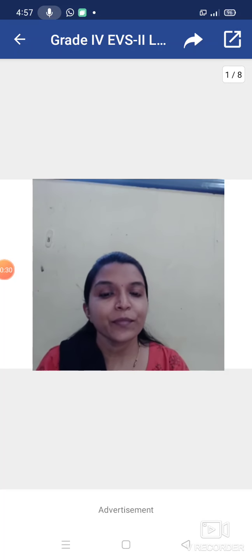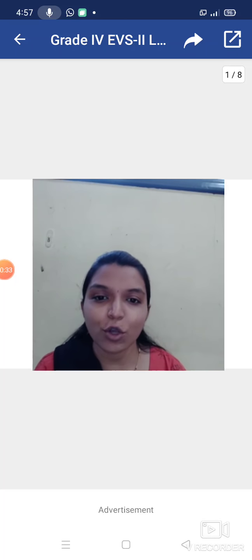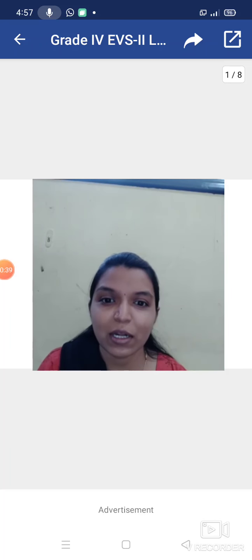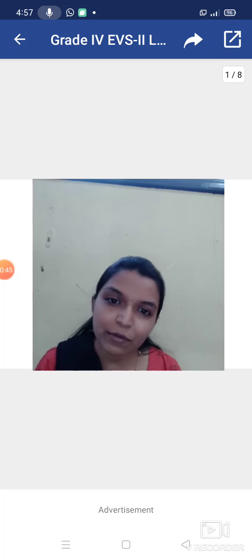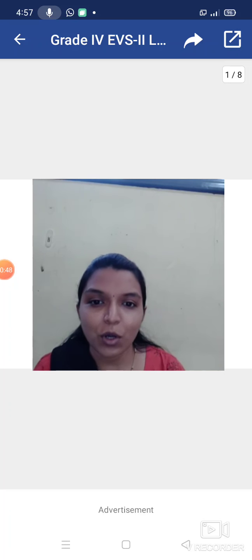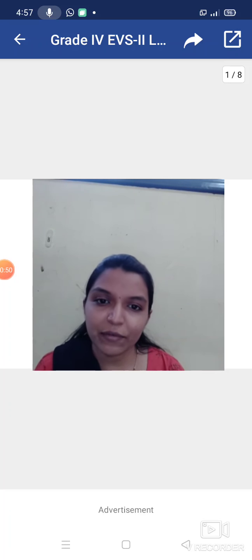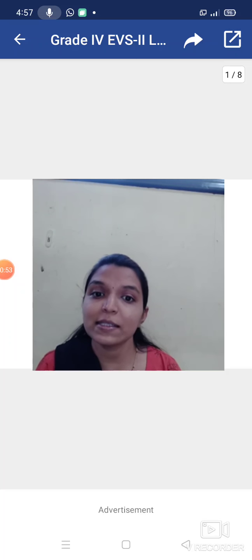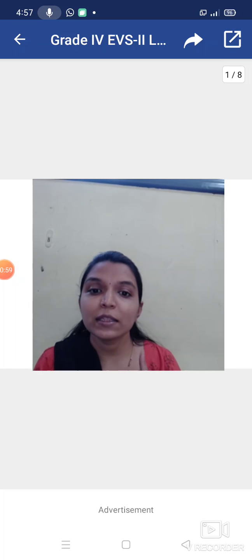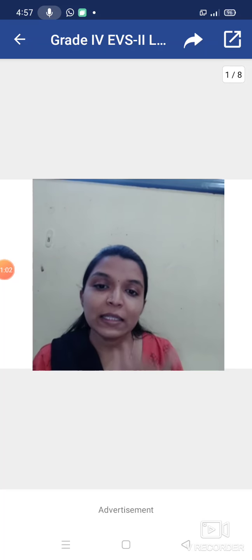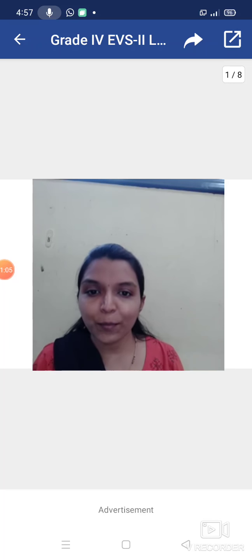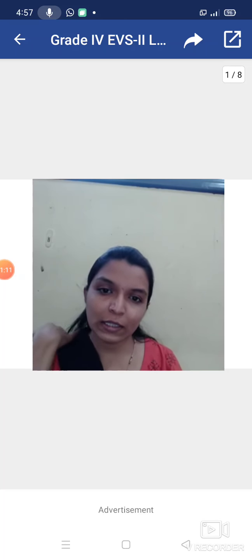Now we have finished 3 lessons of EVS 1. After finishing EVS 1, we are starting one lesson of EVS 2. We have already started the second lesson, that is the earth. In that, 1.1 is the shape of the earth. We have studied some points related to earth, like shape of the earth, oblate sphere, all that.